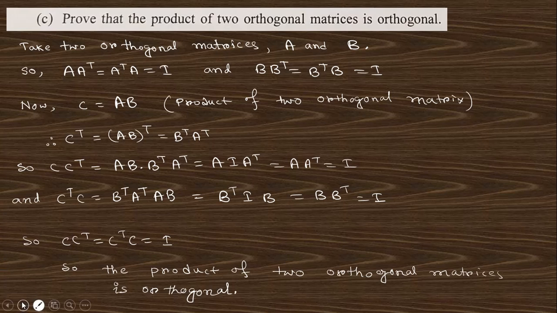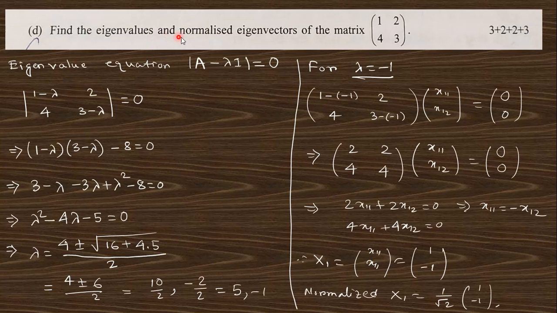Go to the next question. Find the eigenvalues and a normalized eigenvector of this matrix. The eigenvalue equation is determinant of A minus lambda I equals 0. You can also refer to my YouTube channel where we discussed matrices in detail.